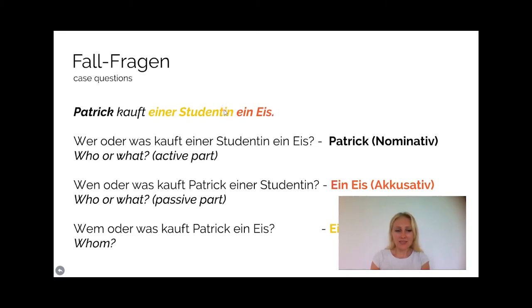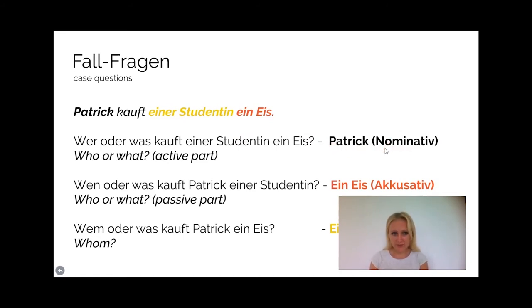So let's start with the case questions for the nominative case. The case question for the nominative case is wer oder was, who or what. Now we're asking about the active part in the case question of the nominative case. Wer oder was kauft einer Studentin ein Eis? Who or what is buying the female student an ice cream? The answer is Patrick. And Patrick here is the subject, the nominative object.